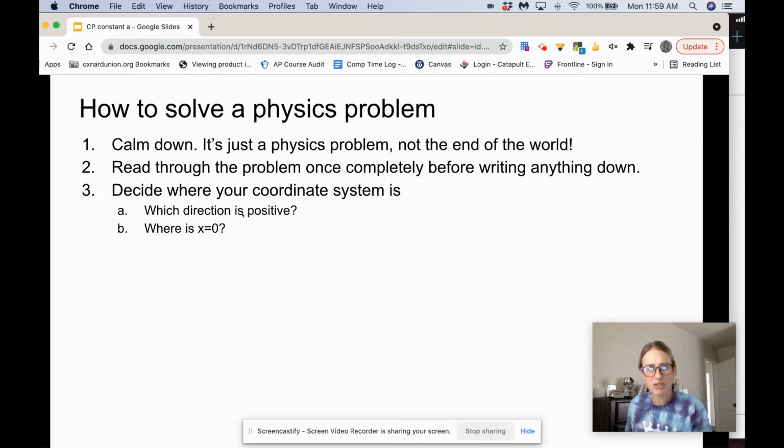This is usually done kind of subconsciously, but you want to make sure that you have your bearings, where your coordinate system is. What direction's positive? Up is usually positive, and forward is usually positive. But that's really important in physics because positives and negatives are very important in physics.